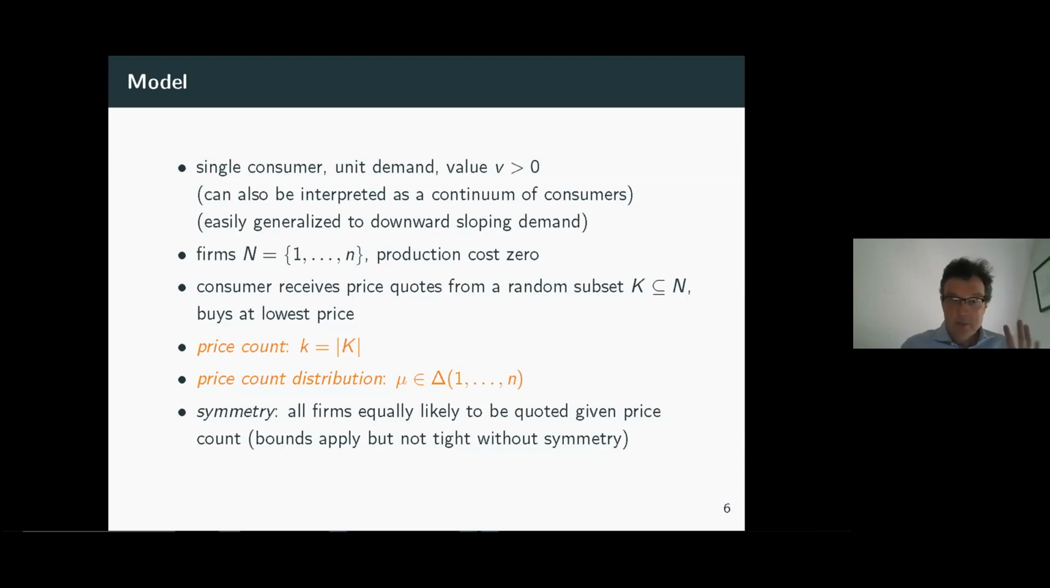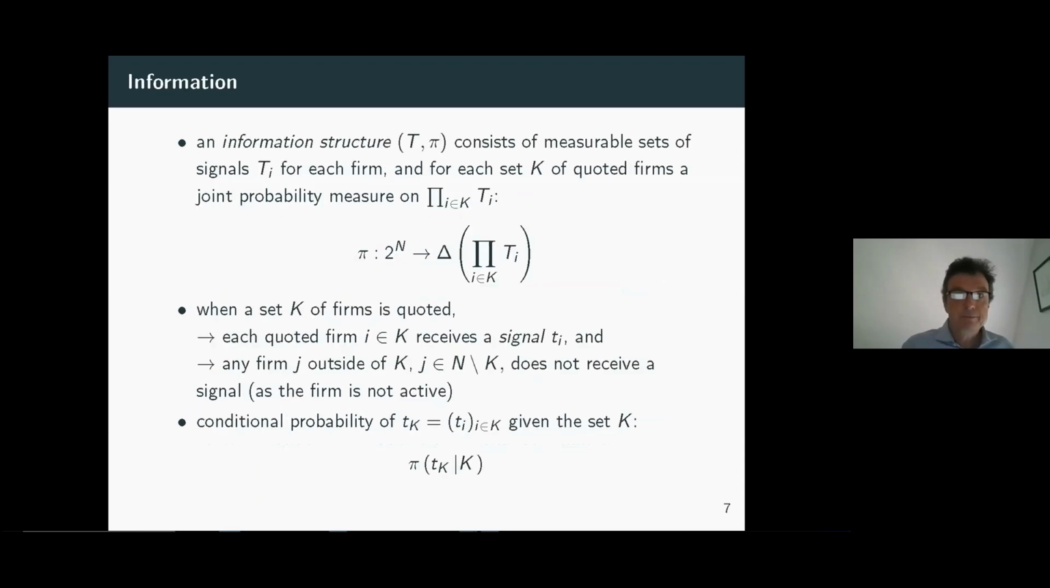Okay, so the price count and the price count distribution are the new objects that are going to be critical for the analysis and that we're going to focus on.